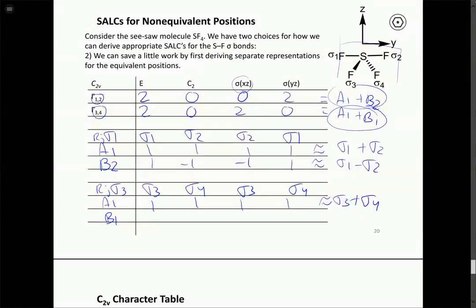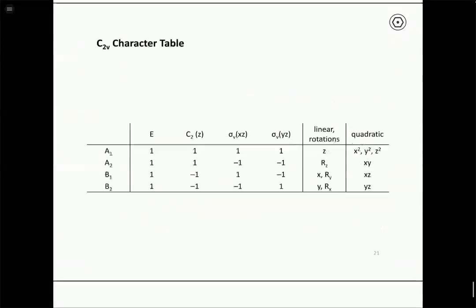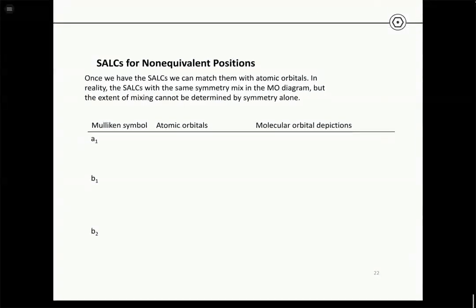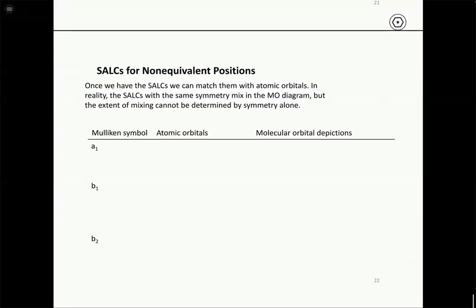Characters for B1 are alternating 1s and minus 1s, and so we get sigma 3 minus sigma 4. All right, so those are two different ways of determining the symmetry adapted linear combinations. They both work equally well. And then from there, we can start mixing them with atomic orbitals.